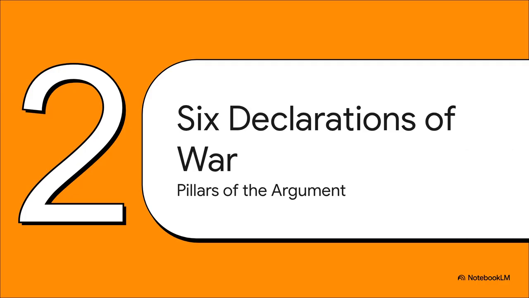Okay, so how does the book actually build this case? Well, Khalidi structures his whole argument around 6 key moments in history. And he calls them declarations of war, not in a legal sense, but as these critical turning points that he says pushed this colonial project forward.